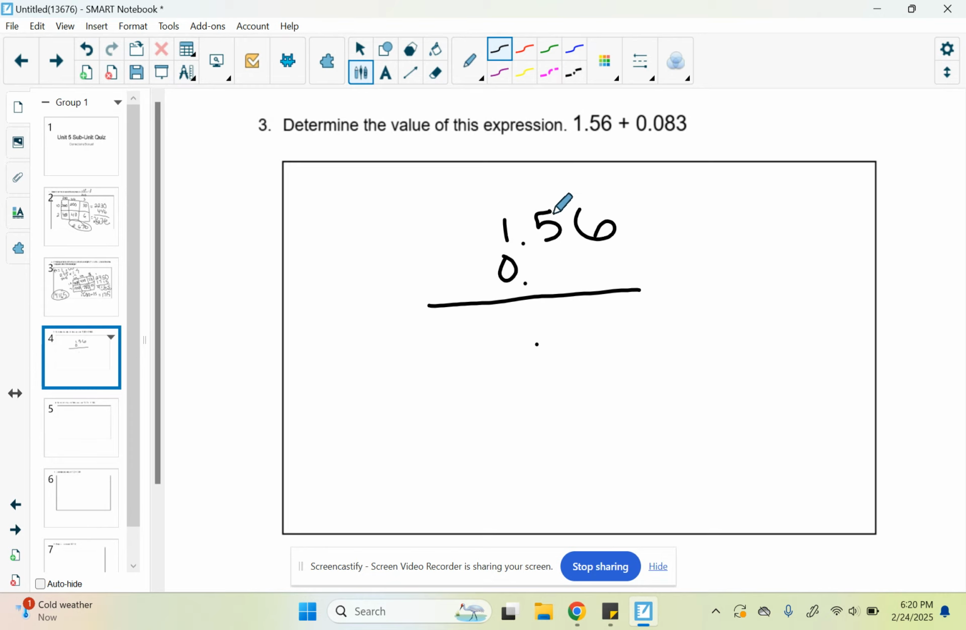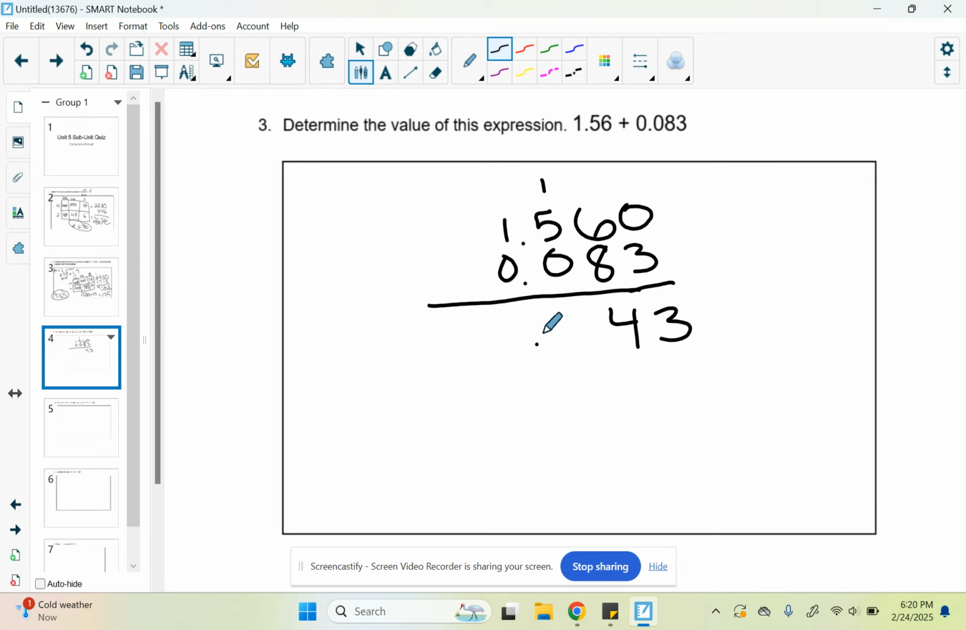We have 0 tenths, so 0 is going to go below the tenths place. 8 hundredths, so 8 is going to go below the hundredths place. And then we don't have any thousandths here, so we put a 0, and 3 thousandths goes below the thousandths place. Always double check your place values: ones on top of the ones, tenths on top of the tenths, and so on. And then you just add like normal. 0 plus 3 is 3. 6 plus 8 is 14.